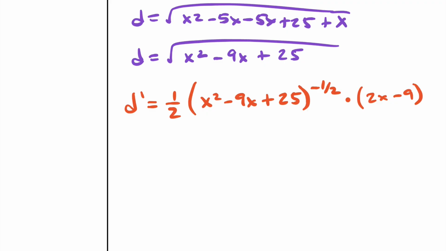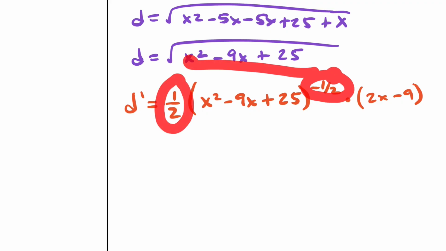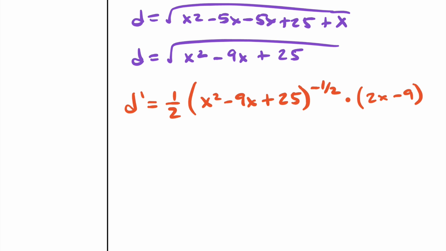You have to derive that inside. So right now you had the square root of that, so that's x to the 1/2 power. So it's something to the 1/2 power. You drop the 1/2 down, you take 1 away, and you get negative 1/2. You do have to derive the inside to make up for that difference.